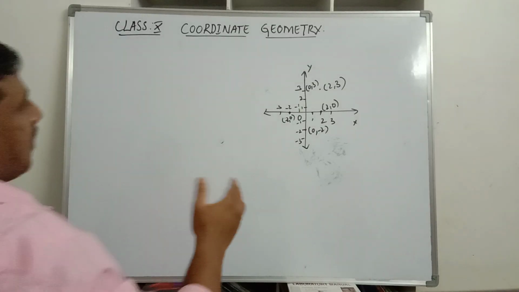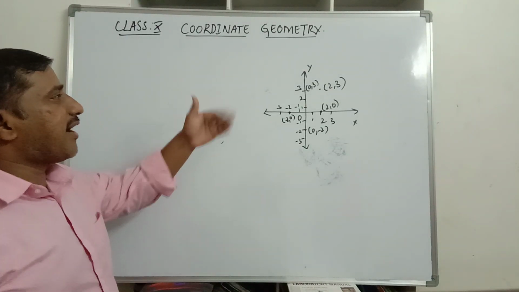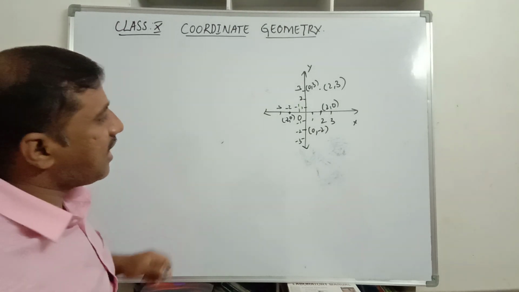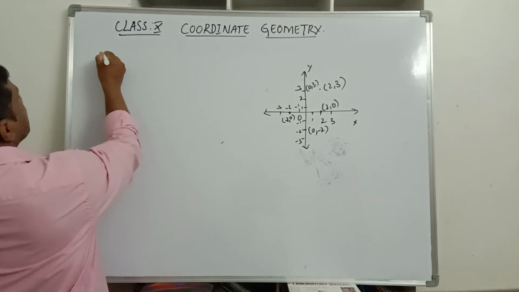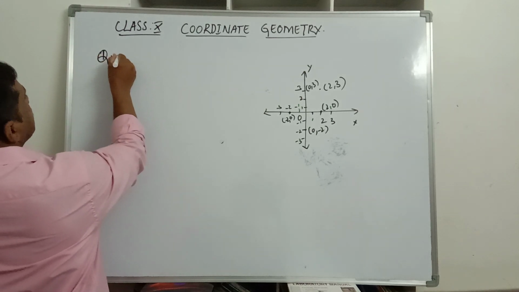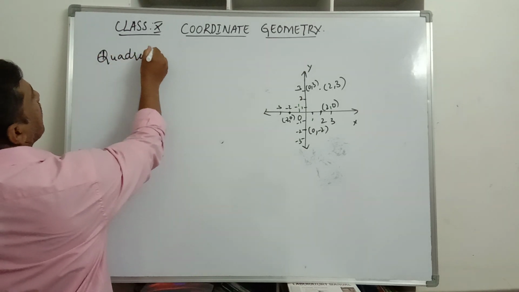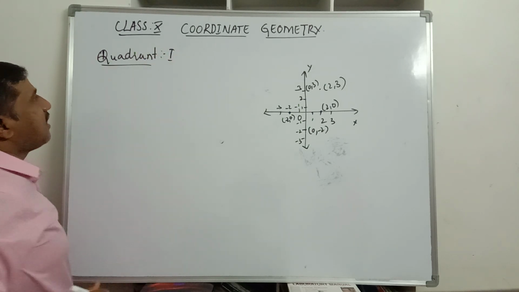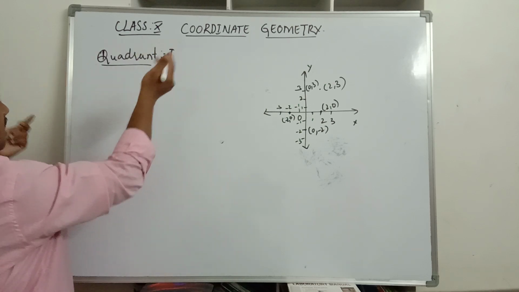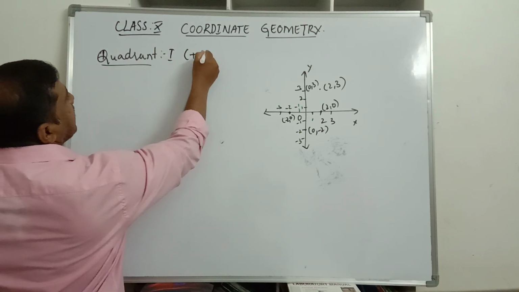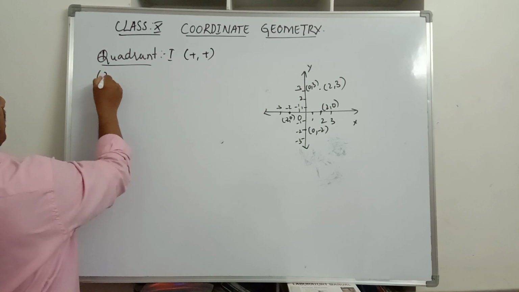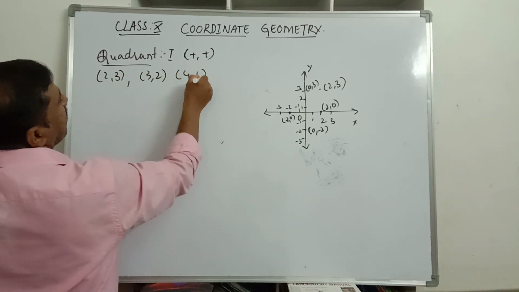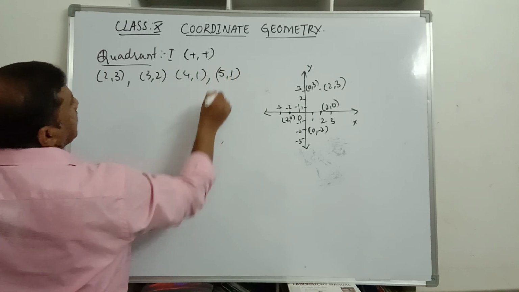Now we will discuss points on the x-axis, points on the y-axis, and points in the first, second, third and fourth quadrants. What are the points in the first quadrant? In the first quadrant both are positive, x is positive and y is positive, like 2, 3 or 3, 2 or 4, 1, 5, 1, like this.